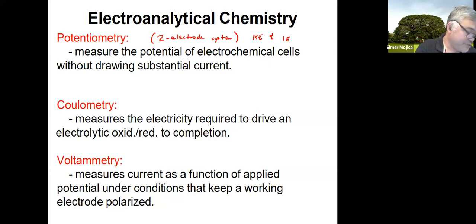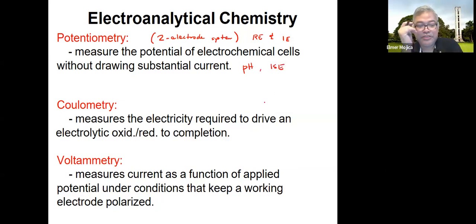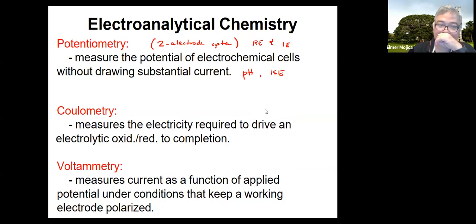So how does it do it? What's the perfect analogy of the potentiometric method? Examples of this are the pH meter and the ISE. So what do you think is the perfect analogy of this in real life? If you're doing potentiometry, you're just measuring the electrode potentials. So it's just like measuring the difference in height between two points on a hill.